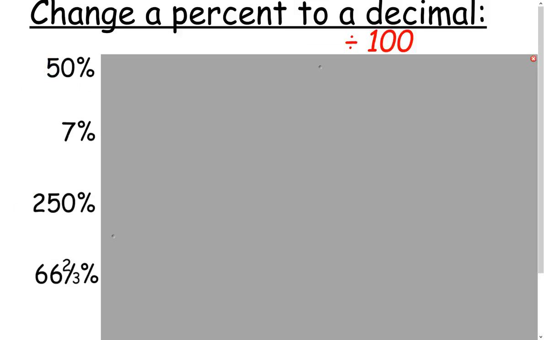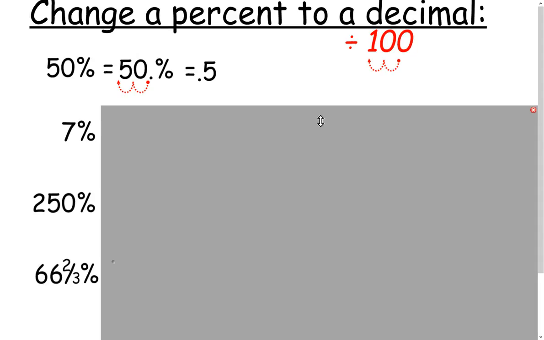Next thing you have to be able to do is change percent to a decimal. And this is actually pretty easy. You can either divide by 100 or just move the decimal place 2 places. So anytime we're doing these, you're going to take the decimal place and move it over 2 places, 1, 2. And when you do, you'll end up with 0.5.